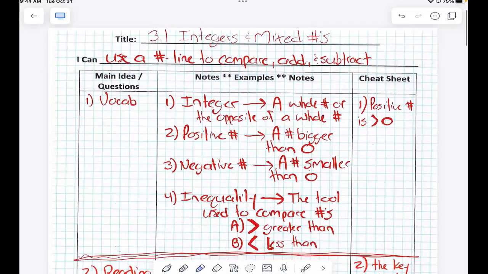Pottinger's class? Today we were working on 3.1 integers and mixed numbers. Everybody, I need you to tell me what an integer is on the count of 3. Together. 1, 2, 3.